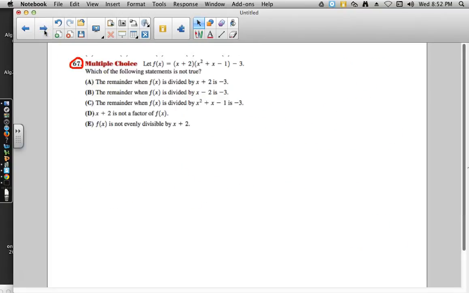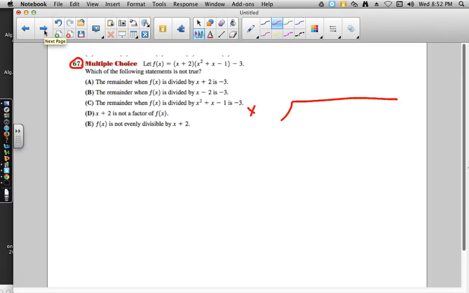And then the last one here, let f of x equal the quantity x plus 2 times the quantity x squared plus x minus 1 minus 3. Which of the following statements is not true? So I started thinking about what they're really saying here. What they're saying is they took some polynomial and they divided it by x plus 2. And that gave them x squared plus x minus 1, and then they had this remainder of negative 3 over x plus 2. So let's go through and see what makes sense and what doesn't here. We're looking for the false one.